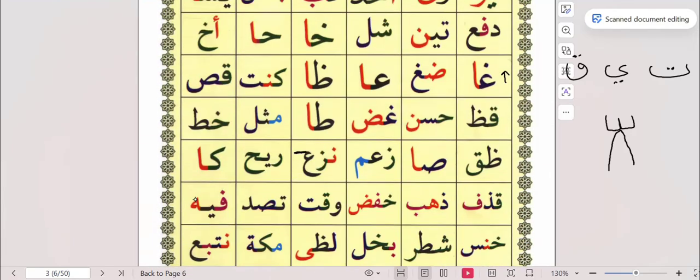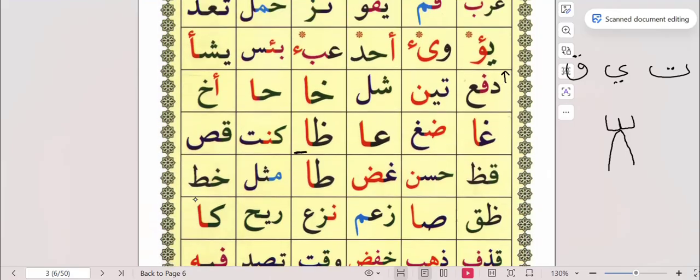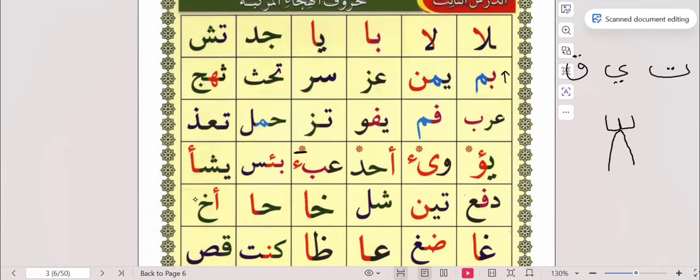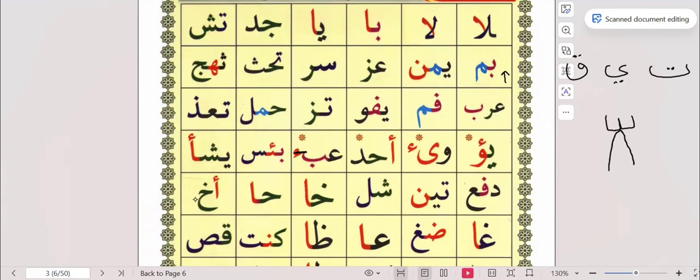So just by remembering the letters and the positioning of the dots, you can easily identify and recite this lesson. But the most important thing a student should remember is identification of the letters based on dots.